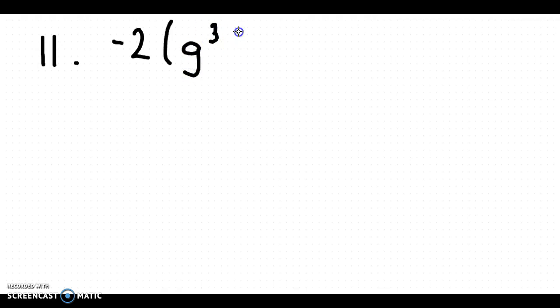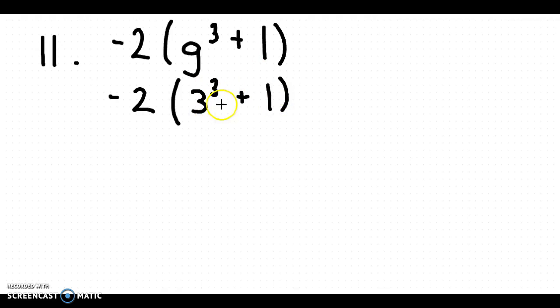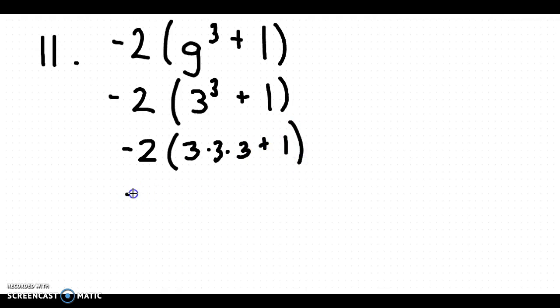Going on to number 11, we have negative 2 times the quantity g cubed plus 1. So remember, g is 3, so we're going to put 3 in for g, which is 3 cubed plus 1. Parentheses first. Inside the parentheses, we'll do exponents first. So we have negative 2, 3 times 3 times 3, plus 1 in parentheses.